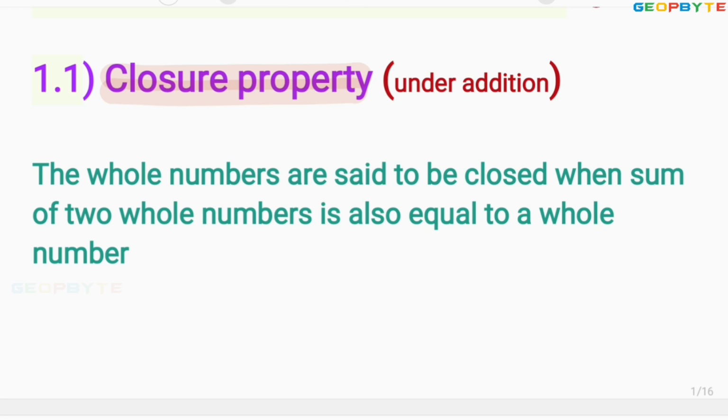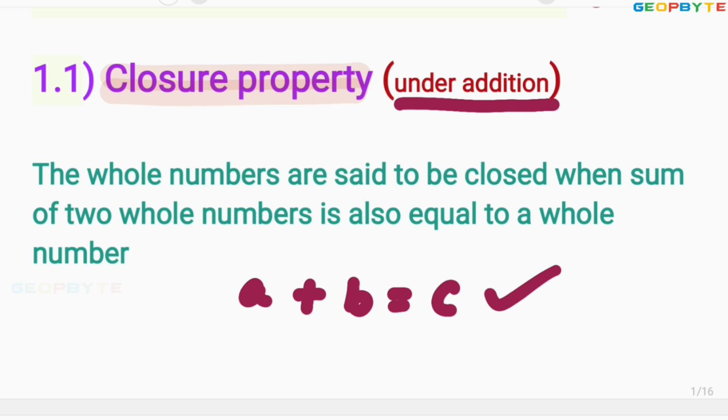The whole number is closed under addition means, dear children, the sum of the whole numbers is equal to a whole number. That means if a is a whole number, and b is also a whole number, and if a plus b equals c, and that c is also a whole number, then the whole number is said to be closed under addition. I hope you clearly got my point.